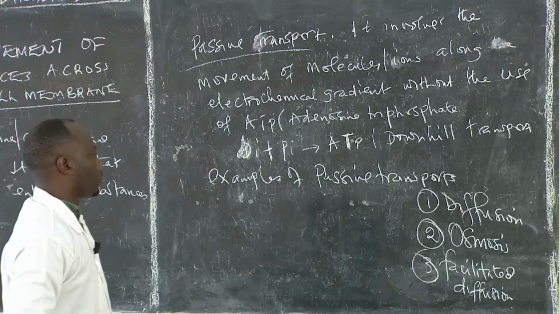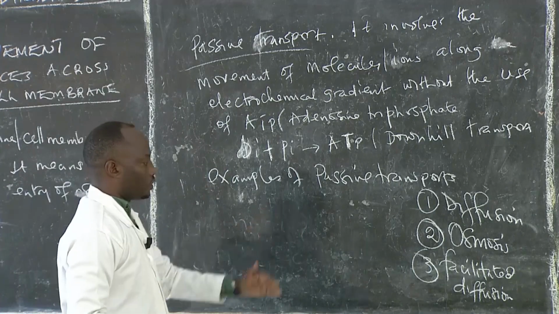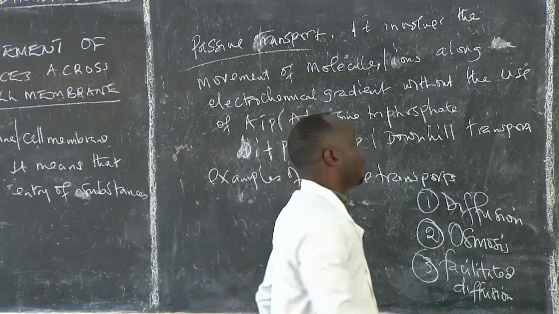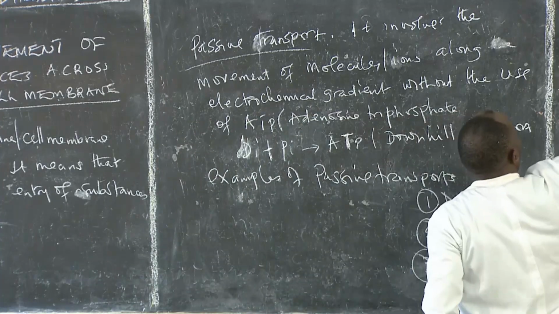Examples of passive transport, we have diffusion, we have osmosis, we have facilitated diffusion. Students, let's start with diffusion. Number one, let's start with diffusion.